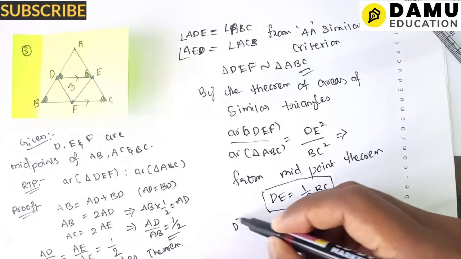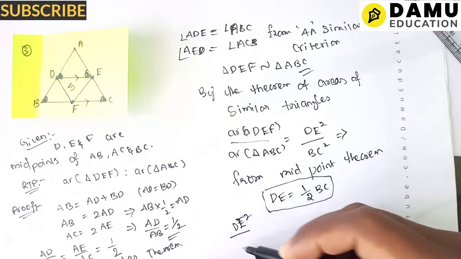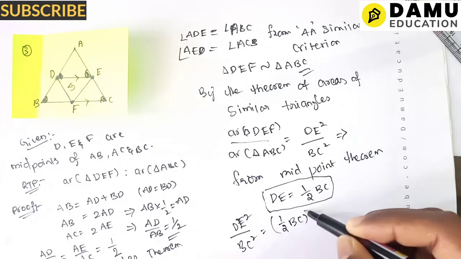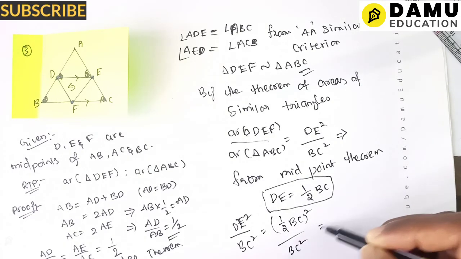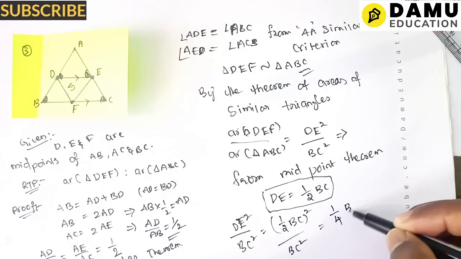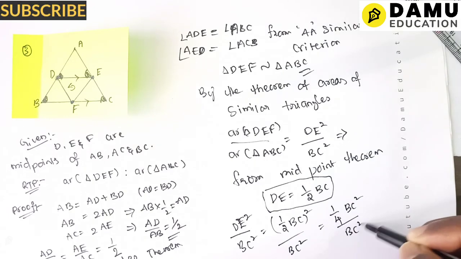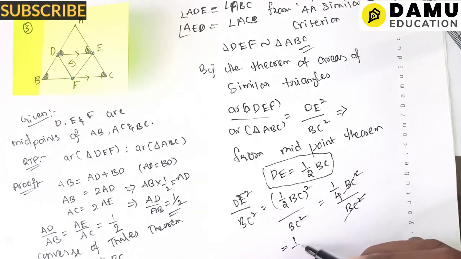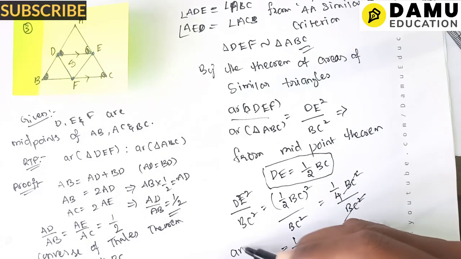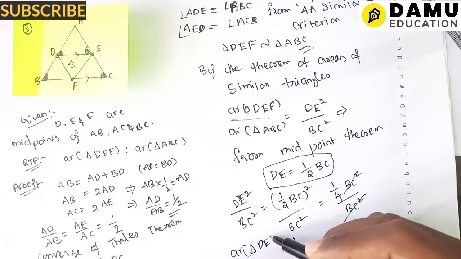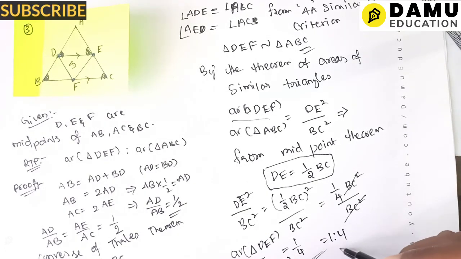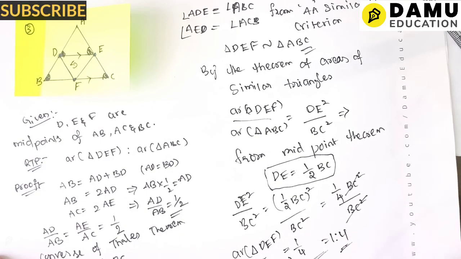So DE square by BC square will be equal to half of BC whole square by BC square. That is 1 by 4 BC square by BC square. BC square will cancel. Then what do you get? 1 by 4. So area of triangle DEF divided by area of triangle ABC is 1:4. This is the way of explanation.